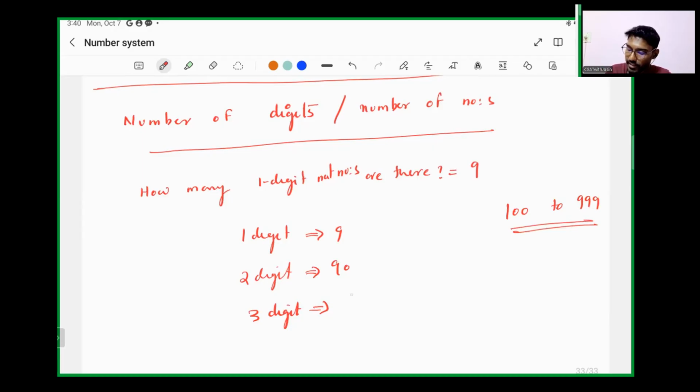Yes, it will be 900. That is 999 minus 100 plus 1 numbers will be there. 999 minus 100 is 899, plus 1 is 900. So 900 numbers will be there.